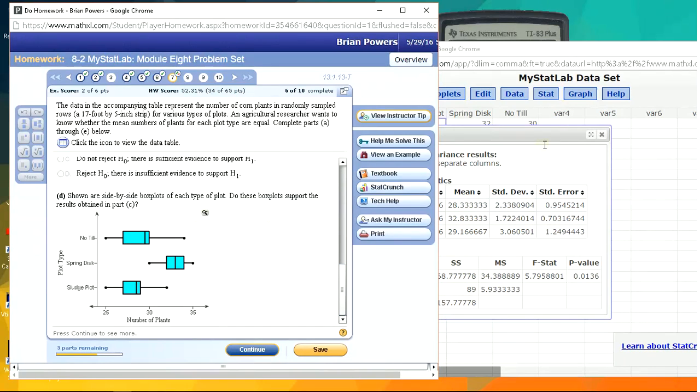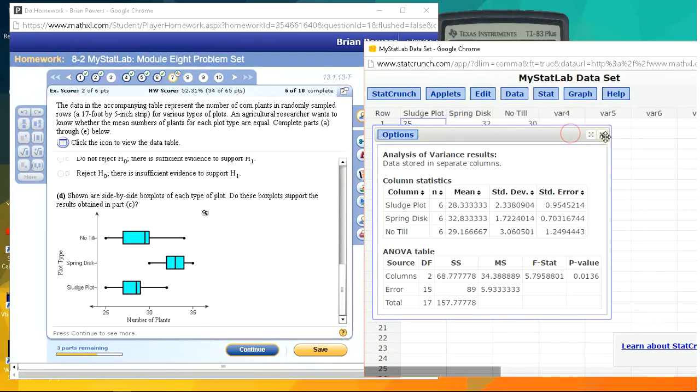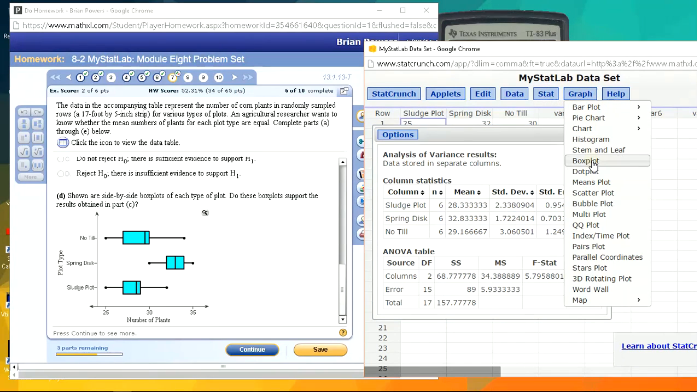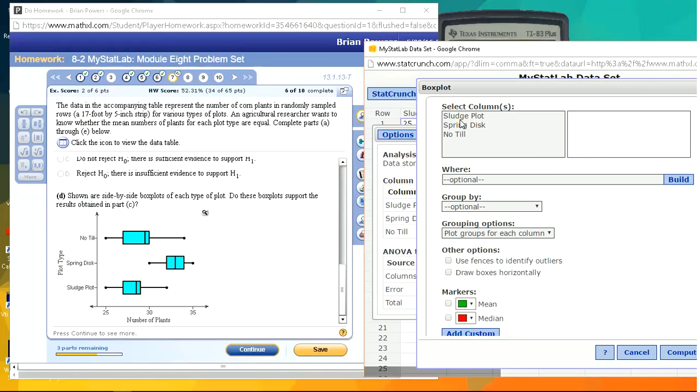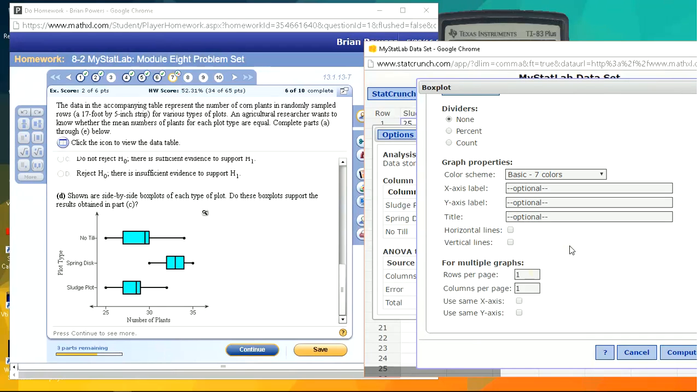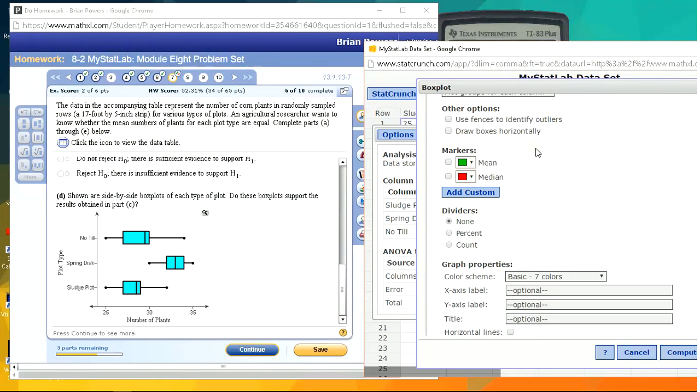Side-by-side box plots. You know what? Let's just see how we would actually create the box plots ourselves, even though they're given to us, just for practice. Under Graph, if you choose box plot, again, select each of those. I want to draw the box plots horizontally so it looks the same, and I'll use a marker for the median. So let's compute and let's just look at it.